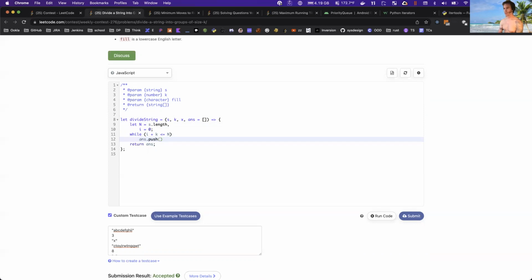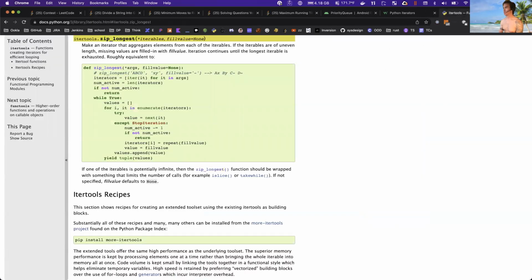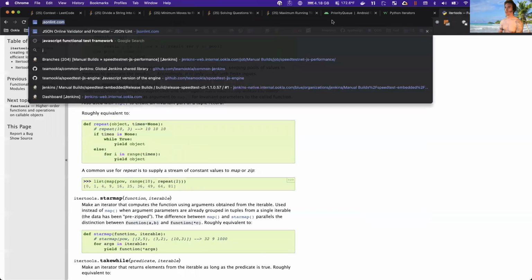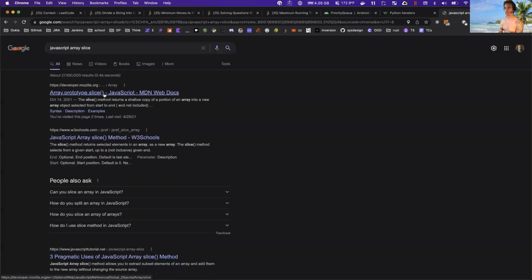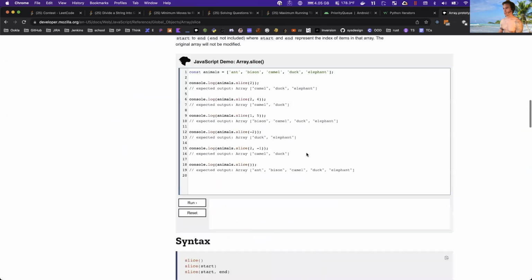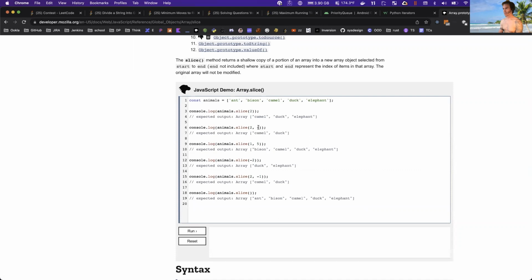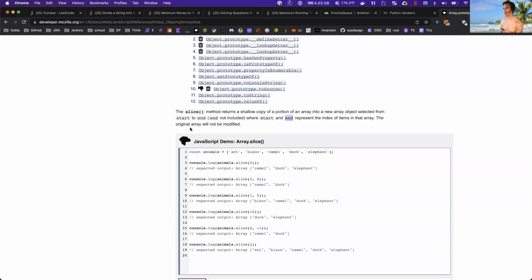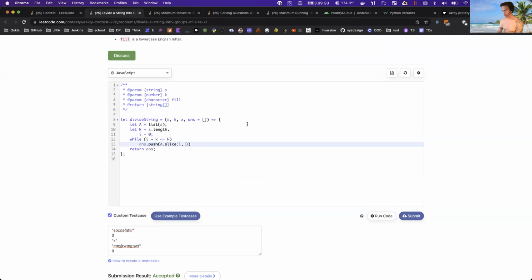And to push. Slice I for link. Wonder if slice works or not. String a equals list of s a dot slice. Oh, JavaScript array slice. Slice. Where's the other parameter? End in non-inclusive. In non-inclusive. Okay.